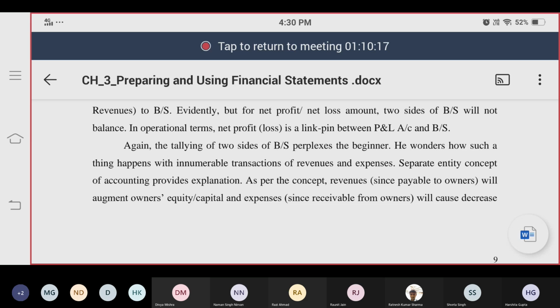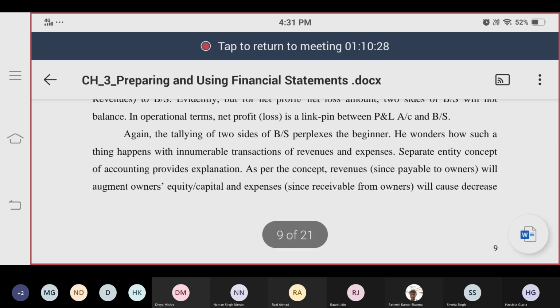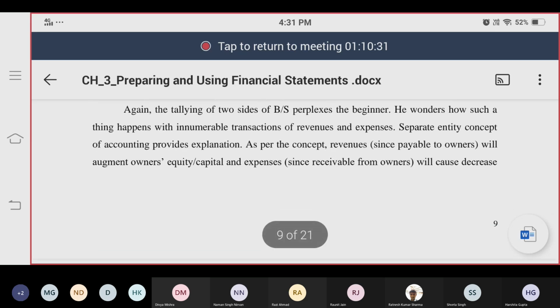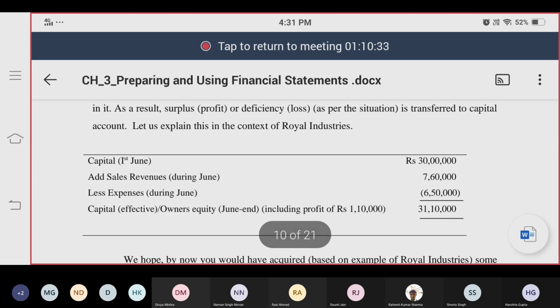The separate entity concept of accounting provides the explanation. As per the concept, revenues, since payable to owners, will augment the owner's equity capital, and expenses, since receivable from owners, will cause a decrease. Harshita, can we scroll down? As a result, the surplus, that is profit, or deficiency, that is loss, as per the situation, is transferred to the capital account. So let us see again in the context of Royal Industries how that happens.